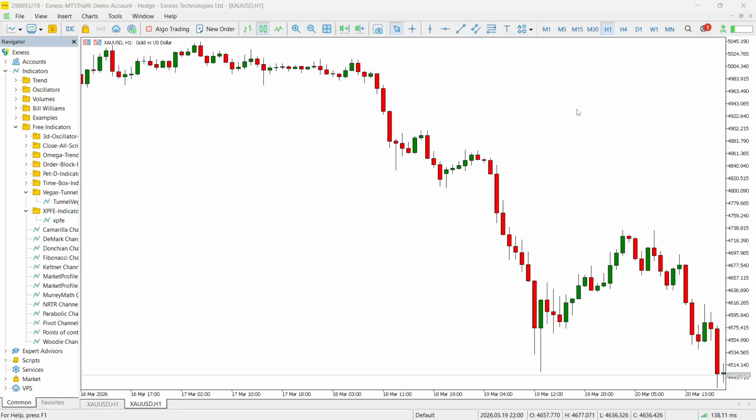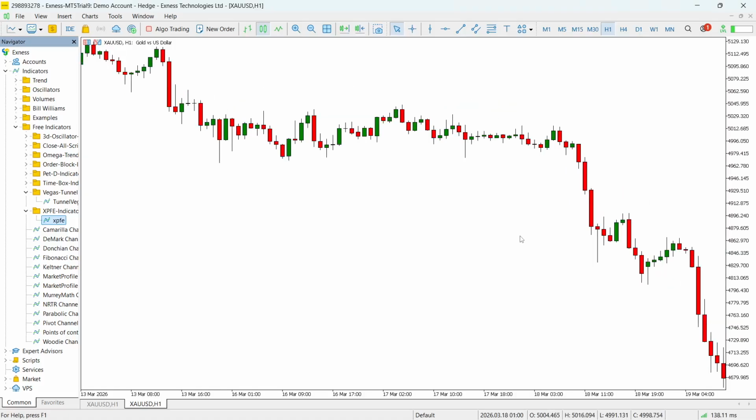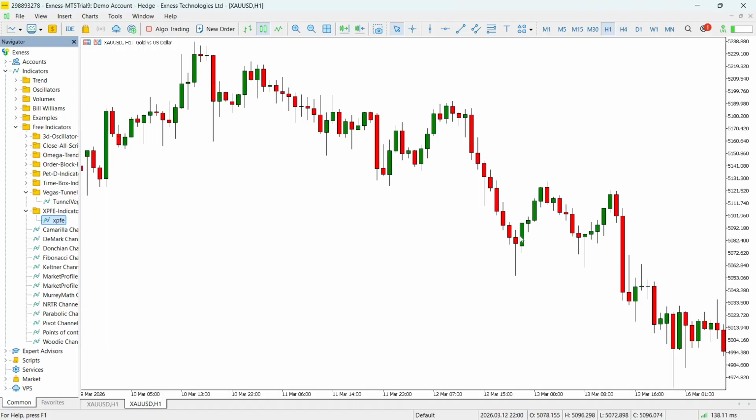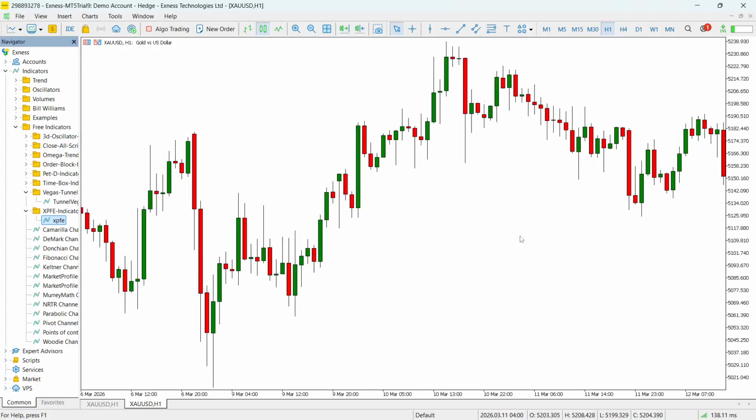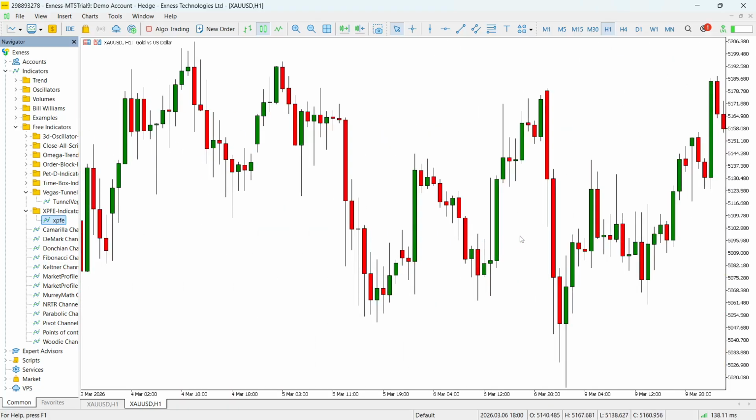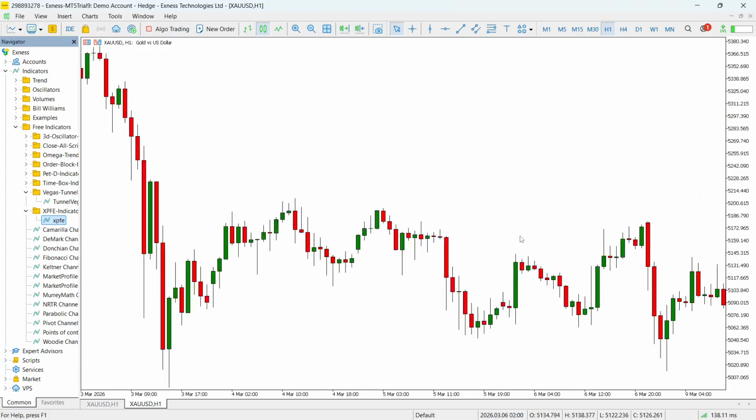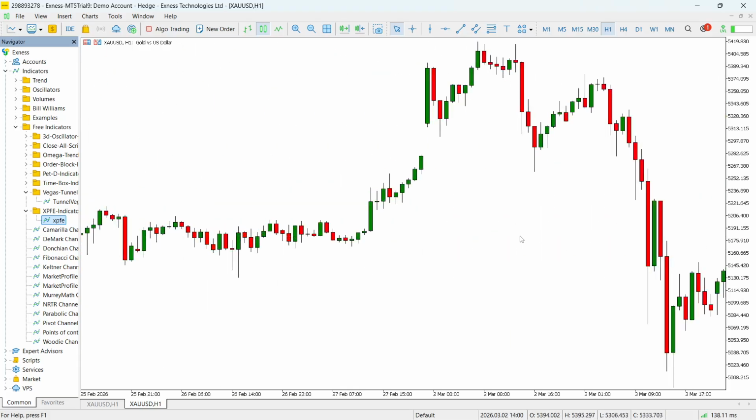Hello traders, in today's video we are going to be looking at the XPFE indicator for MT5. This trend and momentum tool smooths price action and highlights bullish, bearish and flat phases so you can visually filter out noise and focus on clean directional moves.